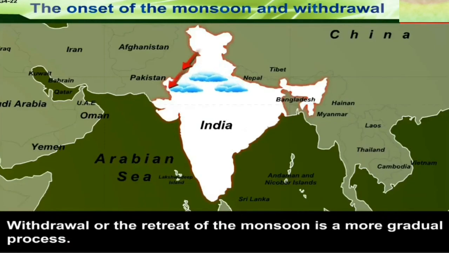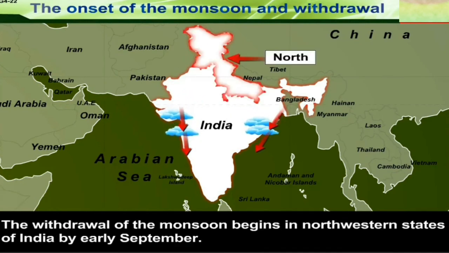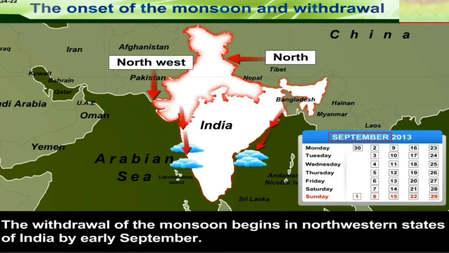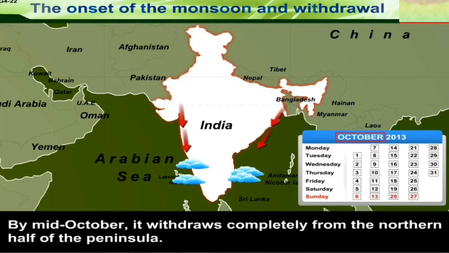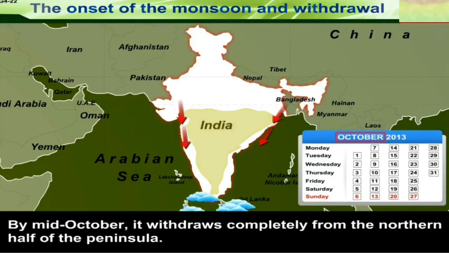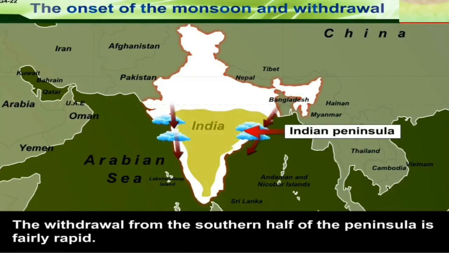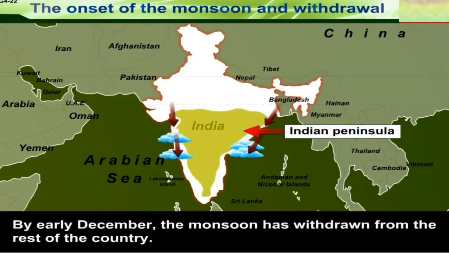Withdrawal or the retreat of the monsoon is more gradual process. The withdrawal of the monsoon begins in the northwestern states of India by early September. By mid-October, it withdraws completely from the northern half of the peninsula. The withdrawal from the southern half of the peninsula is fairly rapid. By early December, the monsoon has withdrawn from the rest of the country.